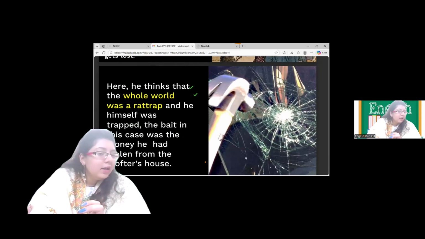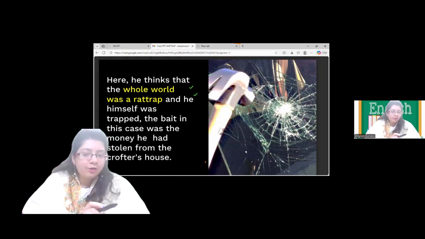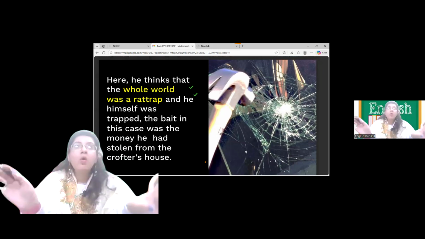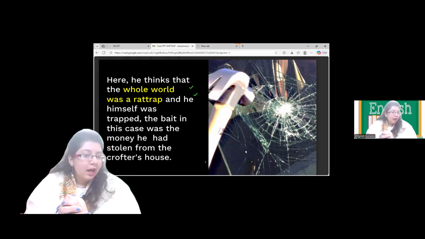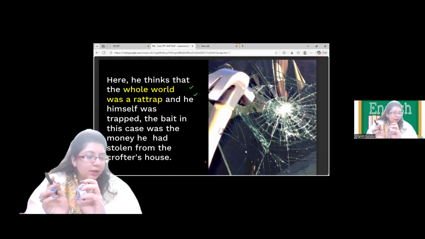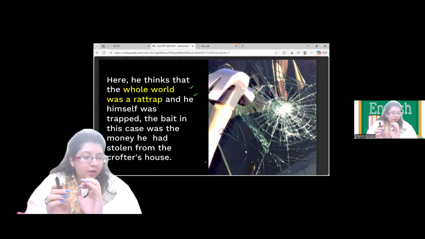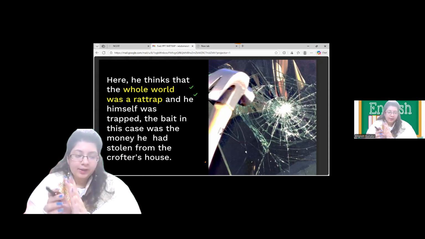So here he thinks that the whole world is a rat trap, and he himself was trapped. The bait in this case was the money he had stolen from the old crofter's house.